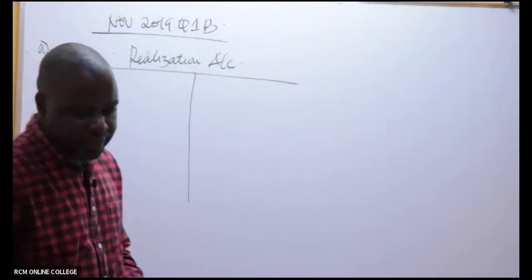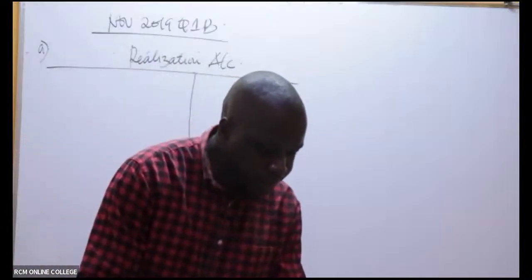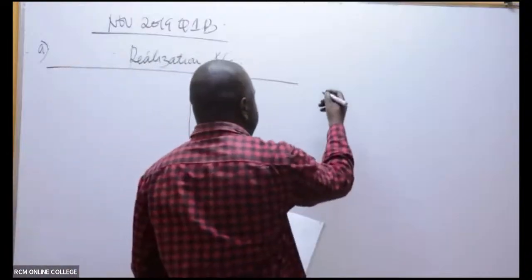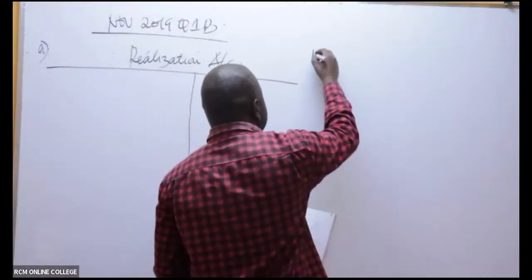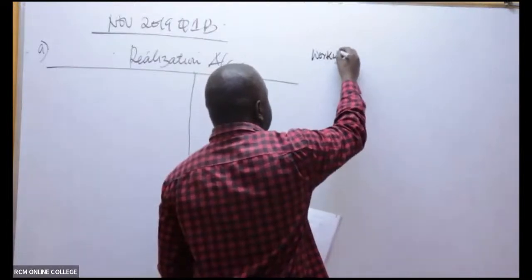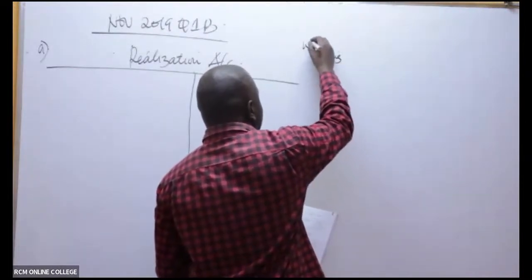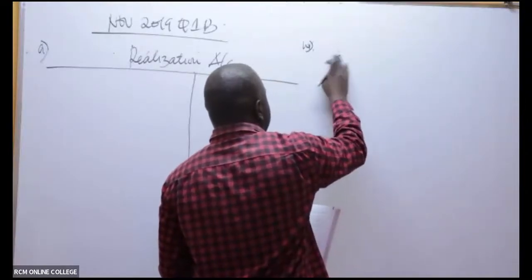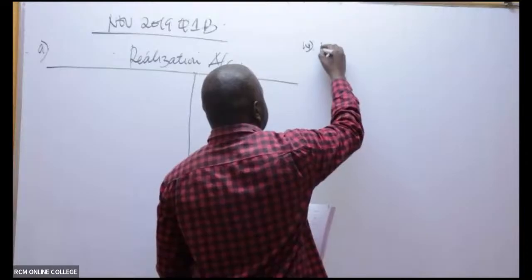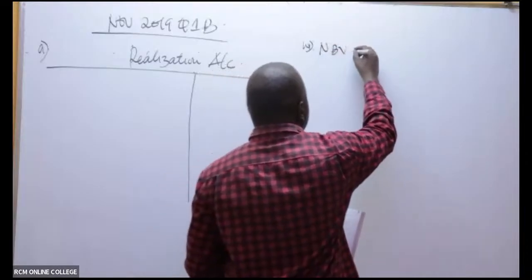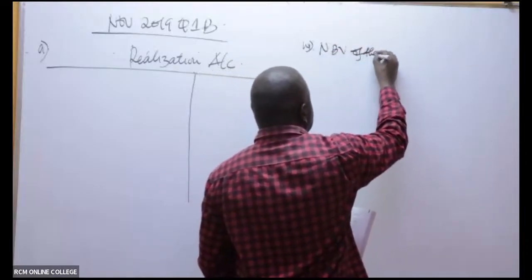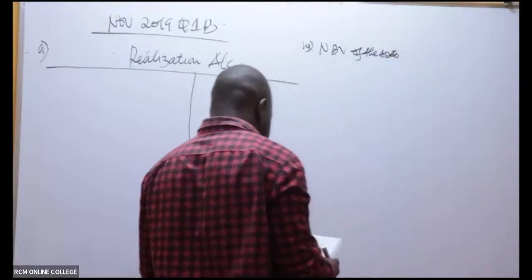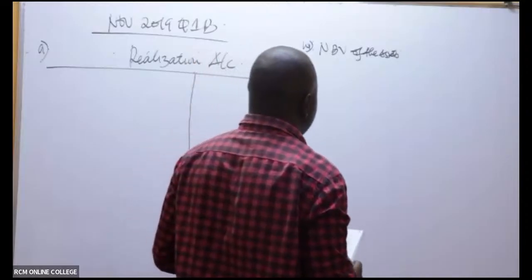So we have the first asset there, which is property at cost, which is building. We can do our working. This can be our working one, working for getting the net book value of the assets.